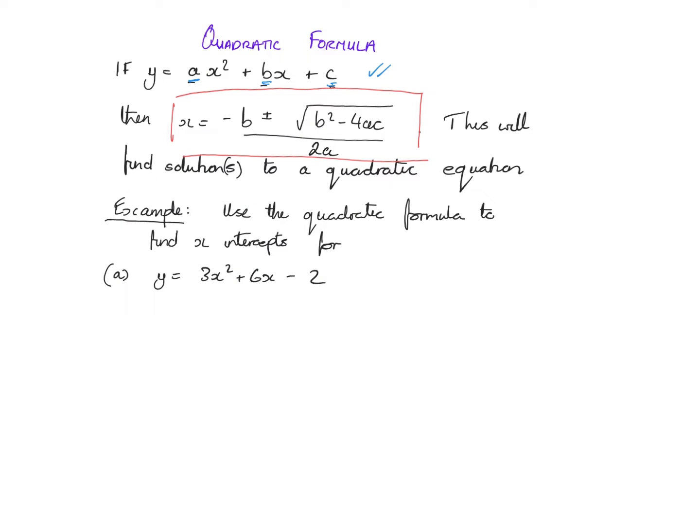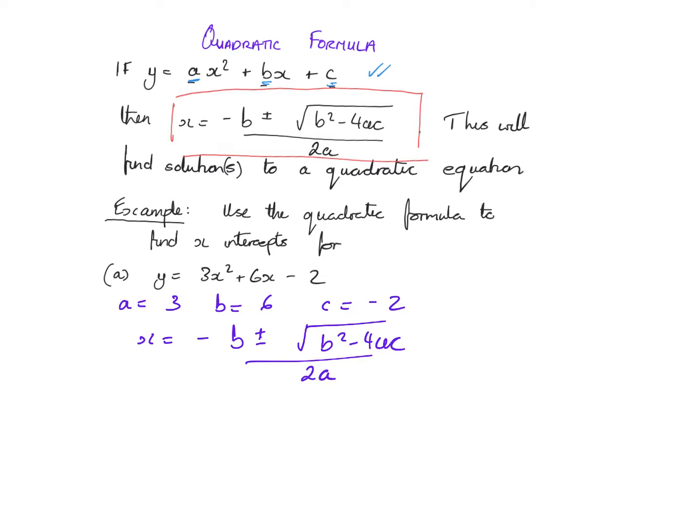So let's put it into practice, Jonathan. Using the quadratic formula, find x-intercepts for y equal to 3x squared plus 6x minus 2. What you should always do is work out what your a, b and c value is. So a is equal to 3, b is equal to 6, c is equal to minus 2. Remember our rule, x equals minus b plus or minus the square root b squared minus 4ac on 2a. You will use it so much that you will remember it. At this stage, make sure that you are copying it down all the time so that you do remember it.